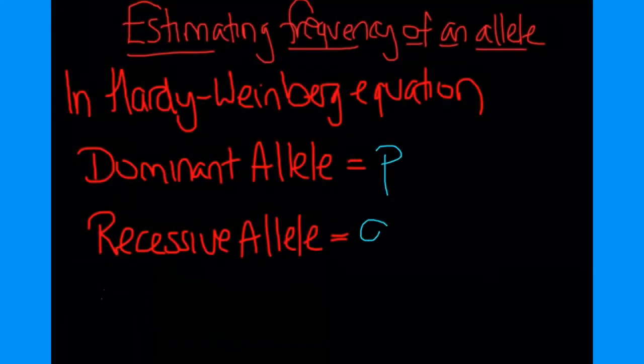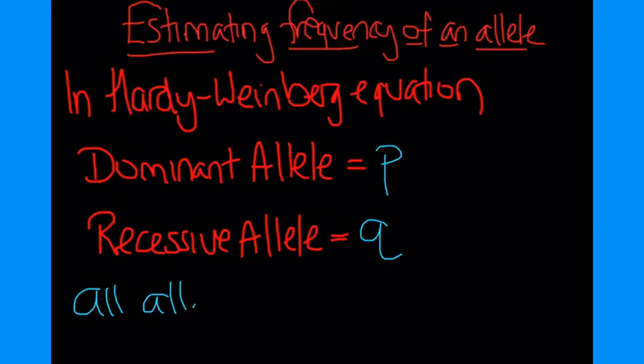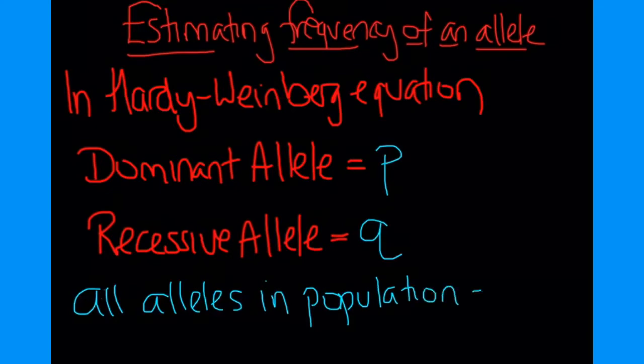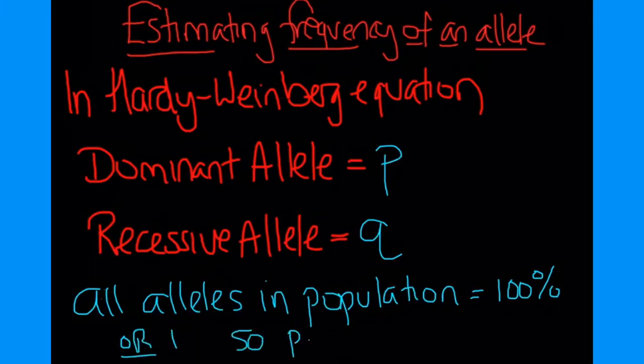So in using the Hardy Weinberg equation, we use the small letter p for the dominant allele and the small letter q to represent the recessive allele. All the alleles in a population will add up to 100% or 1. So p plus q is equal to 1.